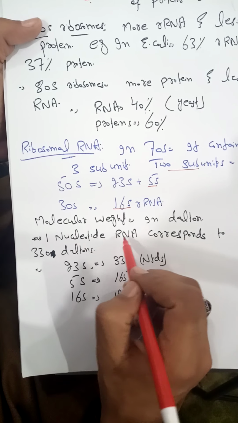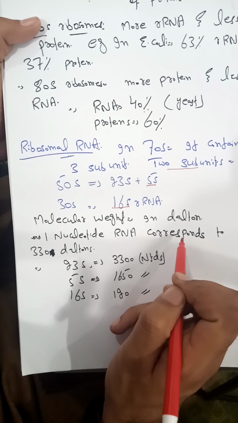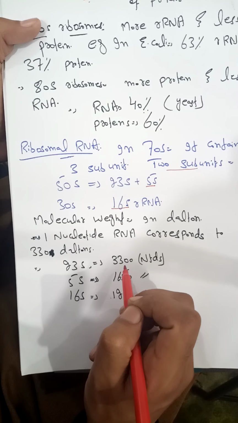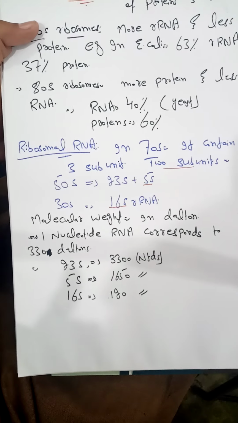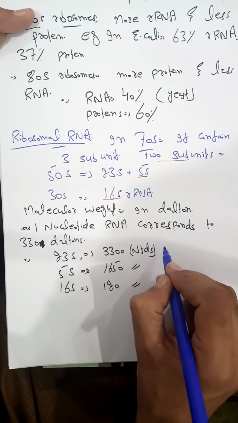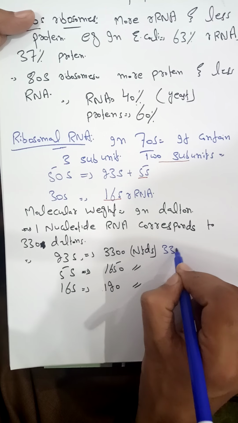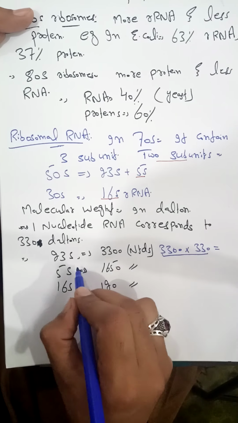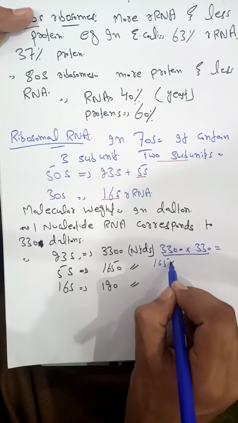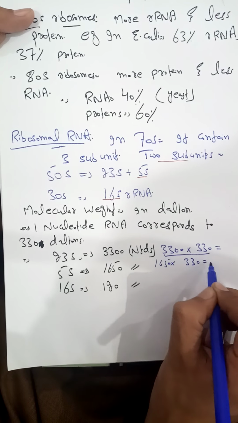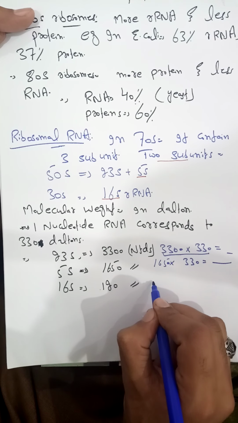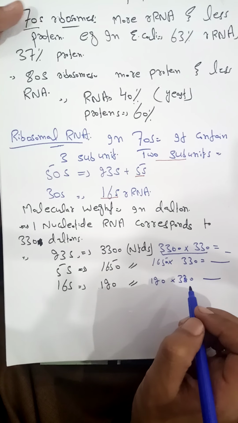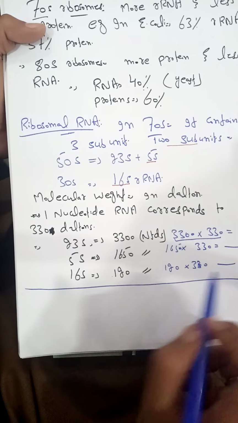One nucleotide of RNA corresponds to 330 Daltons. The 23S ribosomal RNA contains 3300 nucleotides. If it contains 3300 nucleotides, how can we calculate its molecular weight? 3300 multiplied by 330 will be the molecular weight of 23S. Similarly, the 5S contains 120 nucleotides, so 120 multiplied by 330. These will be the molecular weights of the 70S ribosomal RNA subunits.